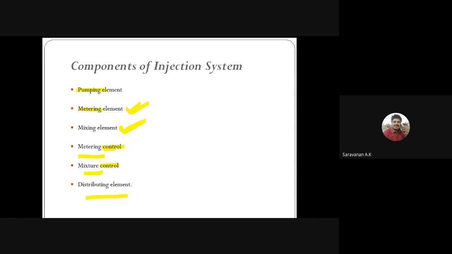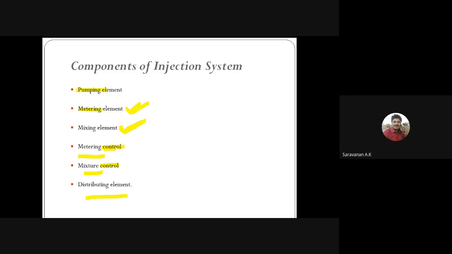So the pumping element. What is the function of the pumping element? We have to move the fuel from the tank to the fuel injector, so necessarily we have a pump. The pump pumps the fuel from the fuel tank to the engine cylinders' injector. Between the tank and the injector we have different pipings and fittings. Including the pipings and fittings, the pump, fuel tank, and the injector, this element is called the pumping element.